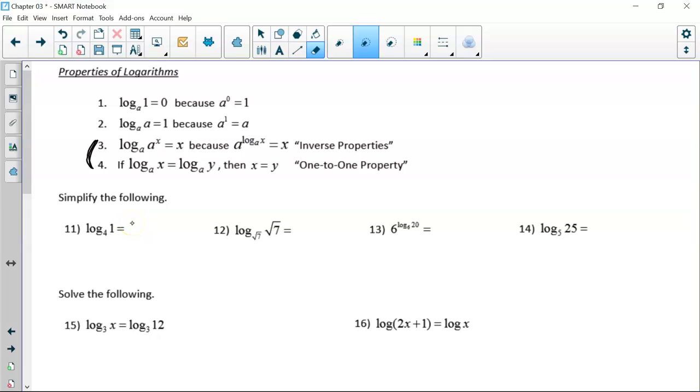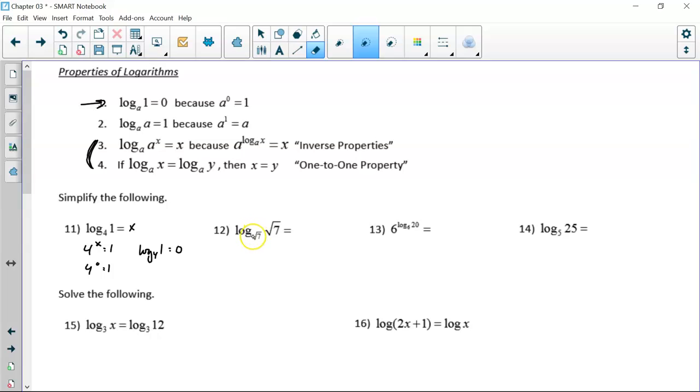Log base 4 of 1 equals. So now, whenever we're taking the log base anything of 1, and you can even see, it's 4 to the x equals 1. X has to equal 0 because 4 to the 0 equals 1. So the log base 4 of 1 equals 0. Whenever we're taking the log base of 1, our output's always going to be 0. That's just from that first property.